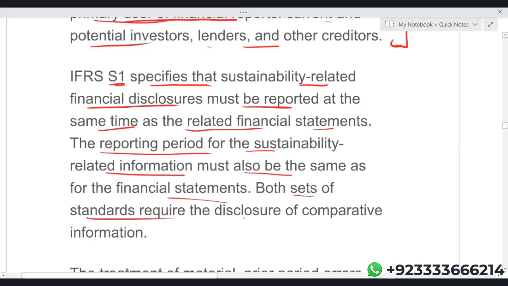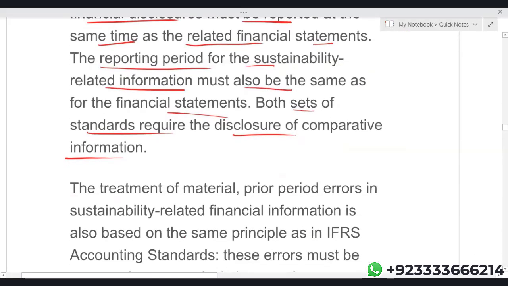Both sets of standards require the disclosure of comparative information also. So students, please listen. If you find a question in the exam, what are the similarities in sustainability standards and other standards? Number one is relating to the information. Second, materiality. Third, the basic users of the financial statements, investors, lenders, creditors, are the same. Fourth, both will have the same accounting date. And both require the comparative information.